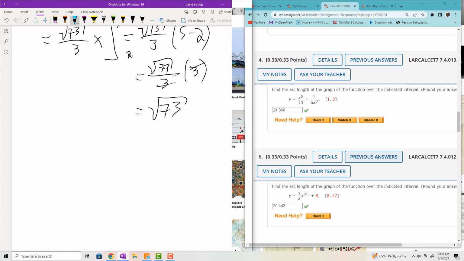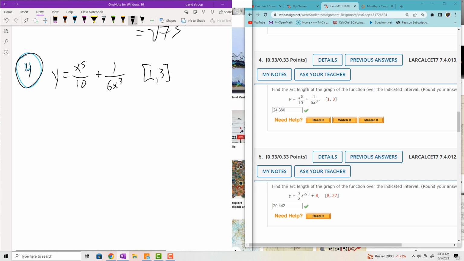Let's try number 4. So number 4 wants you to find the arc length of the curve x to the 5th over 10 plus 1 all over 6x cubed going from 1 to 3. Okay, you don't need to plot or sketch these graphs at all, unless you want to. You can go on Desmos and take a look at what it is. But in order to pull this one off, I need a derivative, right? You're going to need a derivative, and you're going to need to square it. To get the derivative, I'm going to rewrite it so it's a little easier to deal with. x to the -3 there. And okay, so now I can get the derivative.